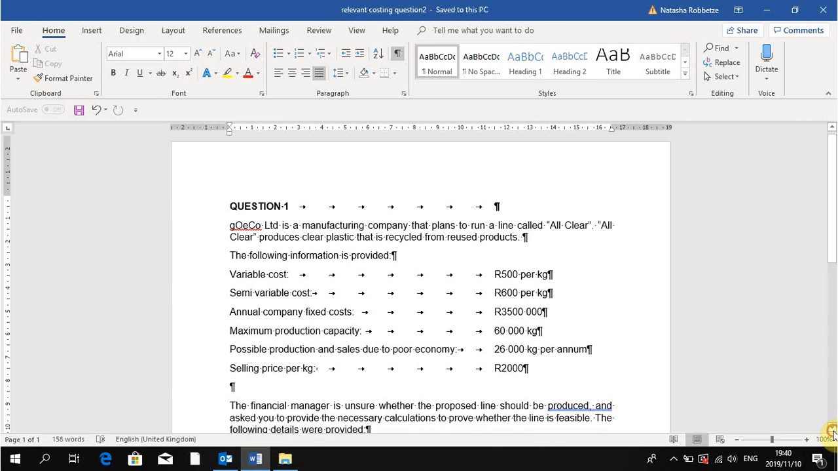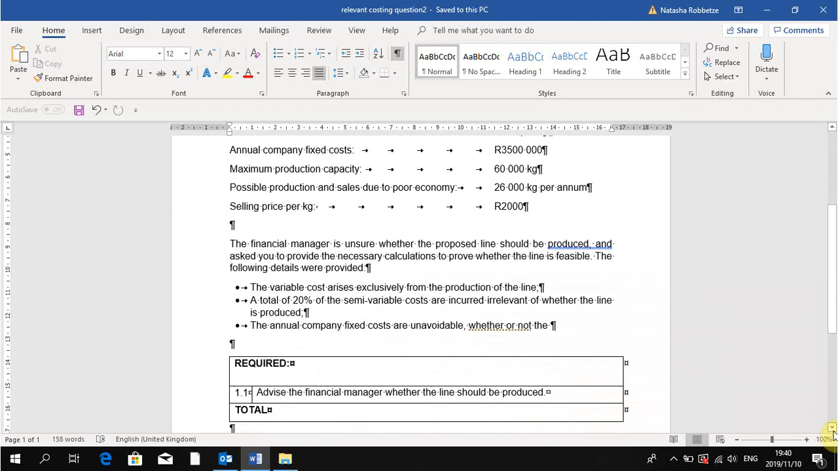In the additional notes, they tell you that the financial manager is unsure whether the proposed line should be produced and asked you to provide the necessary calculations to prove whether the line is feasible. The following details were provided. The variable cost arises exclusively from the production line.